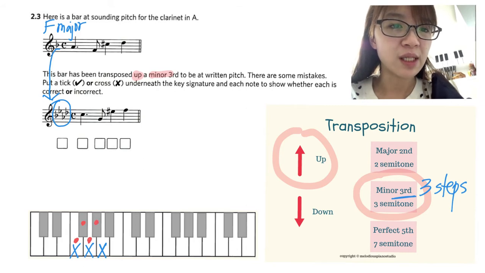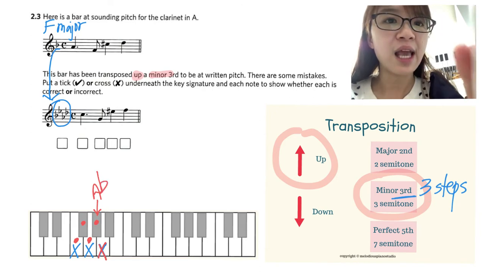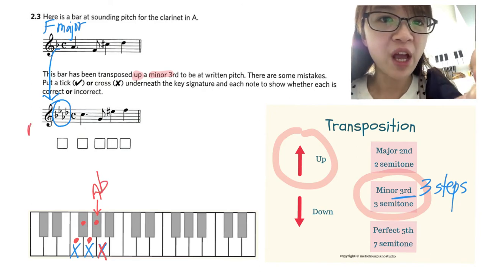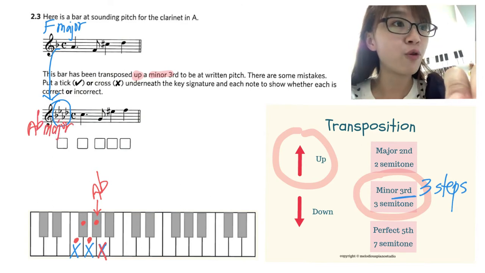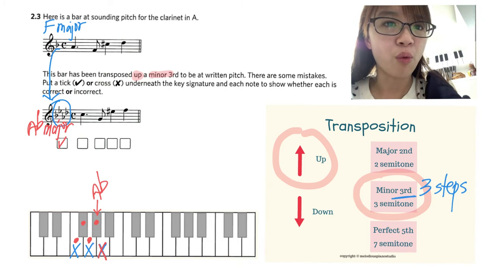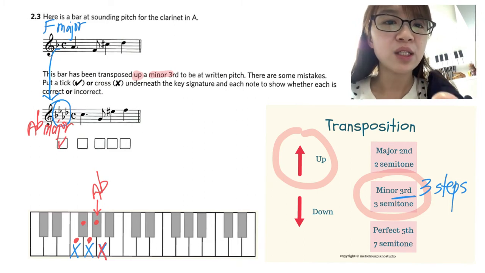So what is this? You have to name it as A what? Because your last note just now stopped at A. So it's A flat. Yes, A flat major. So from F major, go to A flat major. A flat major gives you 4 flats. The answer is correct. Next one.